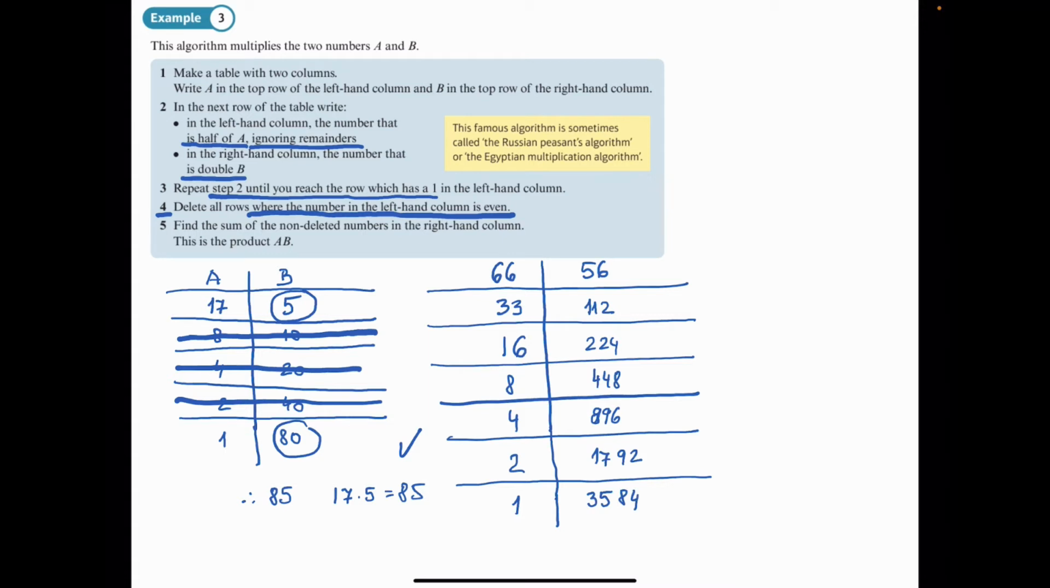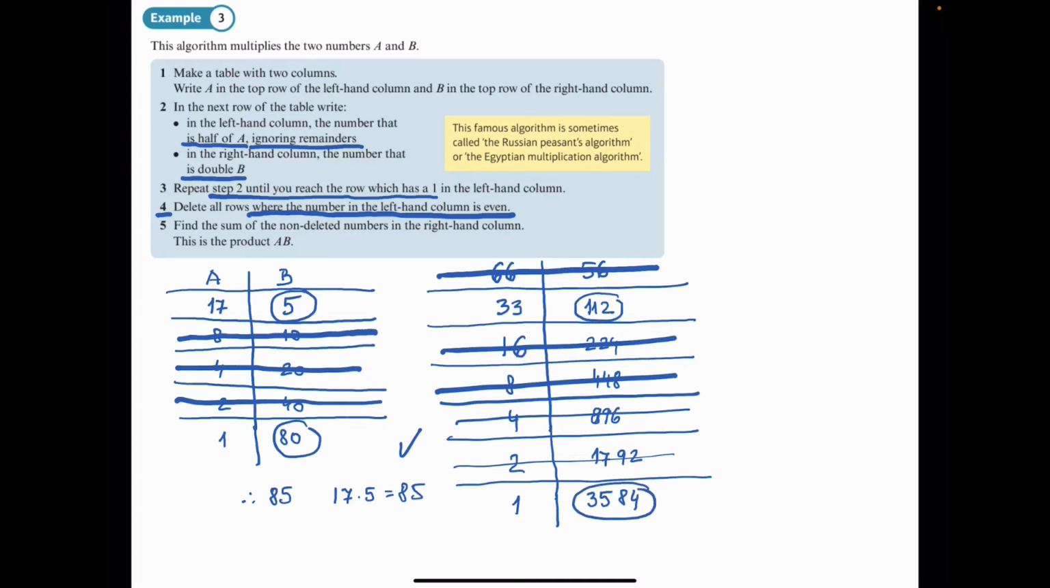Step 4 tells me to delete everything that has even numbers on the left side. So this one is even, even, even, even, even, and at the end I'm going to add the remaining parts in column B. That means this one and this one. When you add 112 plus 3,584, it equals 3,696. And that is indeed correct, because you can take a calculator and 66 times 56 is 3,696.